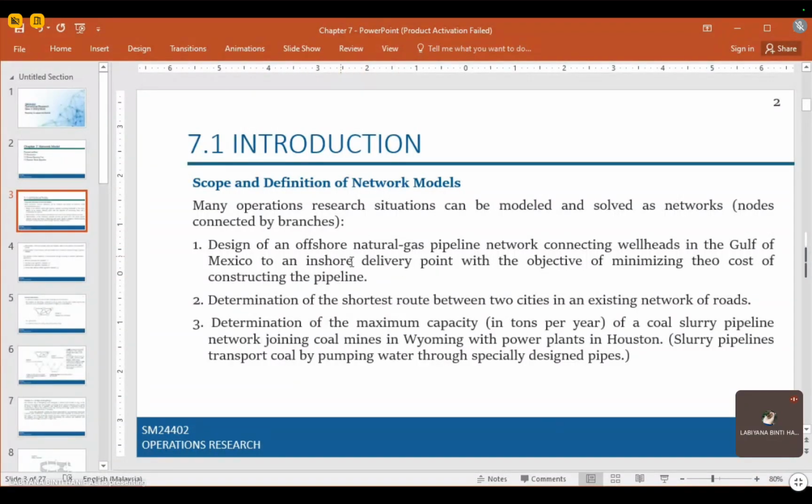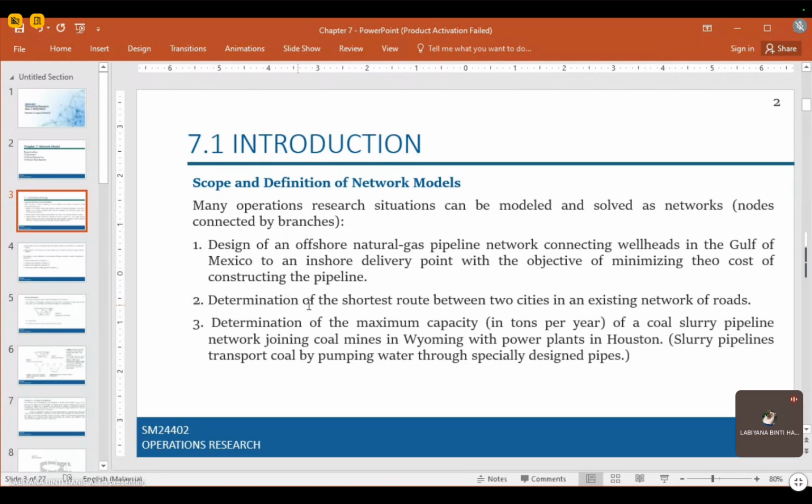Constructing the pipeline. Okay, in this first situation, they are talking about the network connecting the wellhead in the Gulf of Mexico to inshore delivery points. Okay, so they just try to find what the network is. Let's look into the second situation.